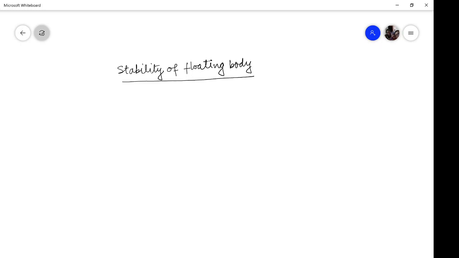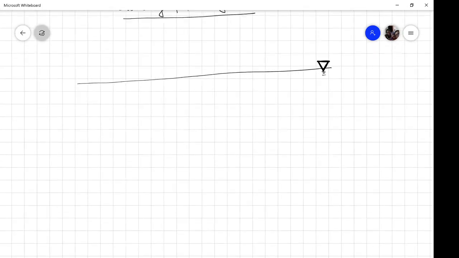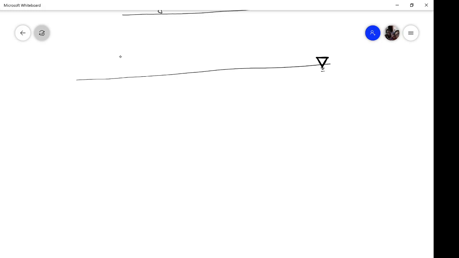So what I mean by that, let me explain this with the help of a figure. Consider that this is the free surface of liquid. Now you have a boat or a ship, let us say this is the one. For the time being, assume that this is the center of gravity and this is the center of buoyancy. From here W will be acting, from here the buoyancy force will be acting.